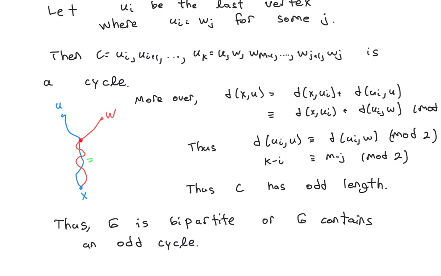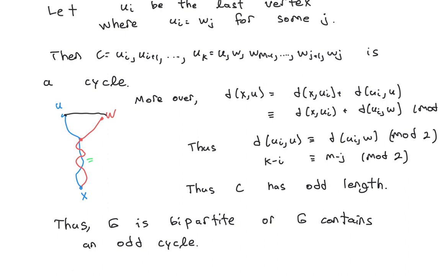So ui is the last vertex on the blue path that happens to lie on the red path. And we know there has to be at least one such vertex because x is on both. So then the point is we have an edge between u and w. If I trace the path from u down to ui, then go along the red path and then go across, I have this cycle here. I want to claim this is an odd cycle, which means I want to claim the length of this portion of the blue path is congruent to this portion of the red path mod 2. They have the same parity, so that the number of edges here adds up to an even number.